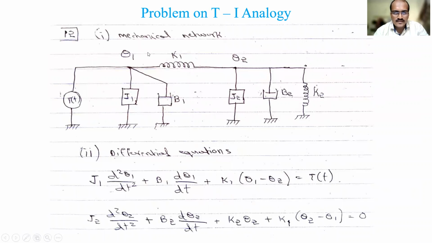So this is the answer. At theta 1 you have the applied torque T of t, inertia J1 and friction B1. Between theta 1 and theta 2 you have K1, the torsional spring. Then at theta 2 you have three elements: J2, its friction B2 and the spring K2. I hope you have understood this. Writing this is very important.